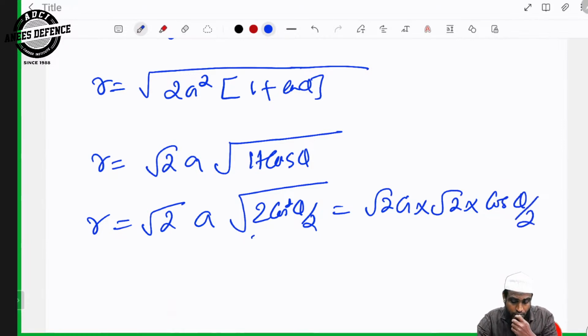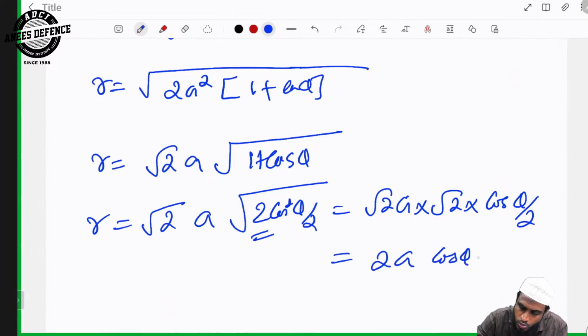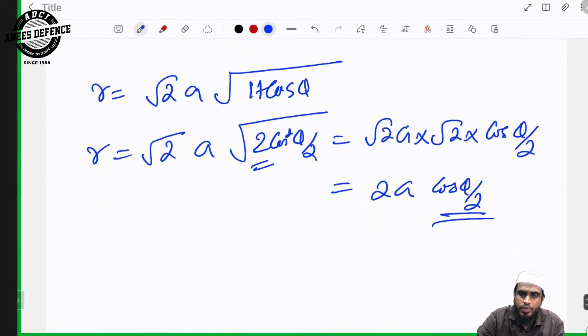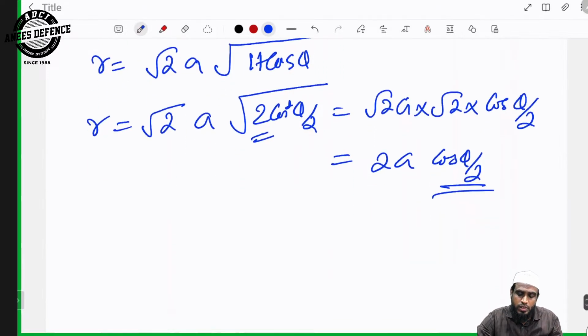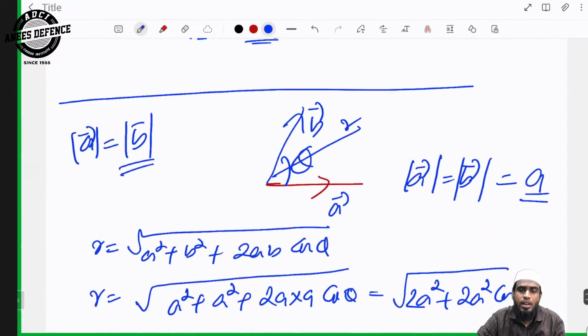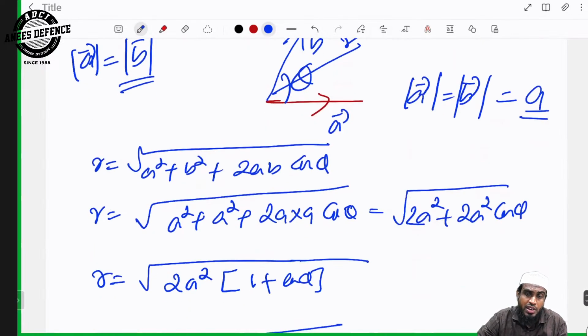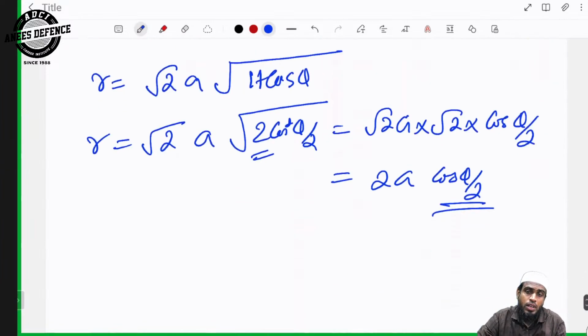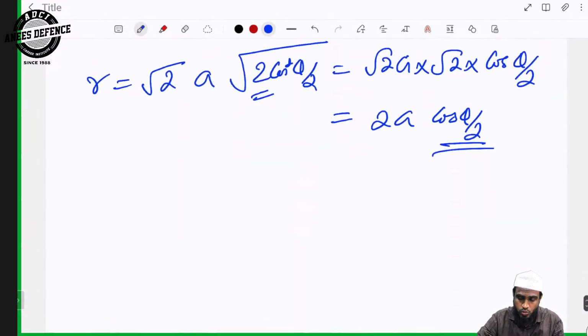So root 2 into root 2 is actually 2, and cos square theta by 2 under the root can be taken as cos theta by 2. So root 2 into root 2, 2A, so 2A cos theta by 2. So if two vectors are acting with an angle theta between them, and if the magnitude is equal, then R equals 2A cos theta by 2.